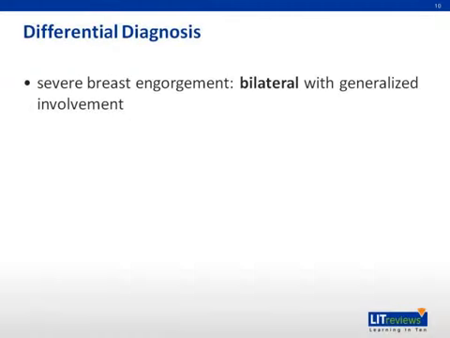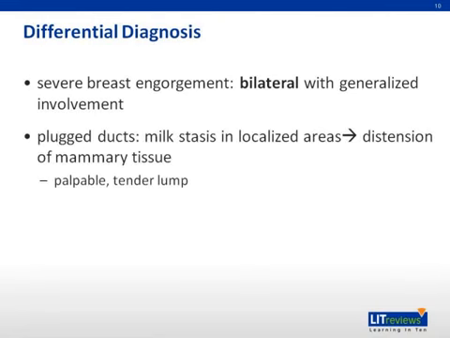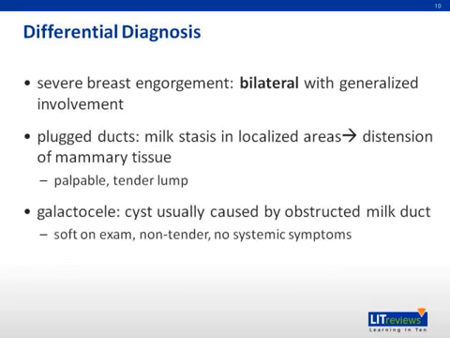Breast engorgement is distinguished from mastitis in that it is bilateral. Plugged ducts will lead to distension of mammary tissue due to milk stasis and present as a palpable tender lump. Galactoceles can be thought of as milk retention cysts, which may appear complex on ultrasound. They are soft and non-tender on exam and without any systemic symptoms.